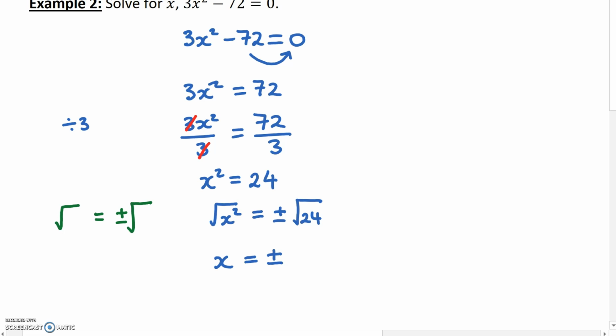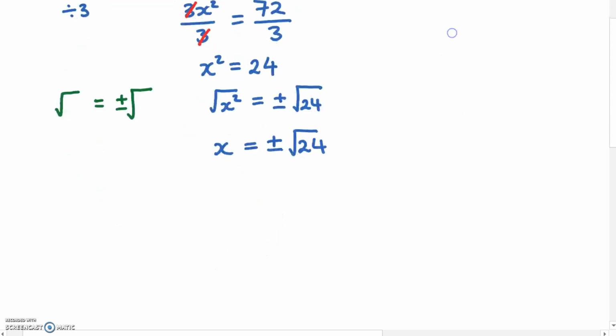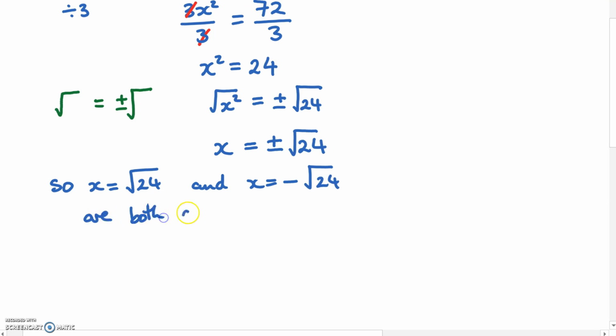Now we don't know what the square root of 24 is, and not knowing what it is, we just leave it as the square root of 24. So x equals the square root of 24, and x equals negative square root of 24 are both correct solutions.